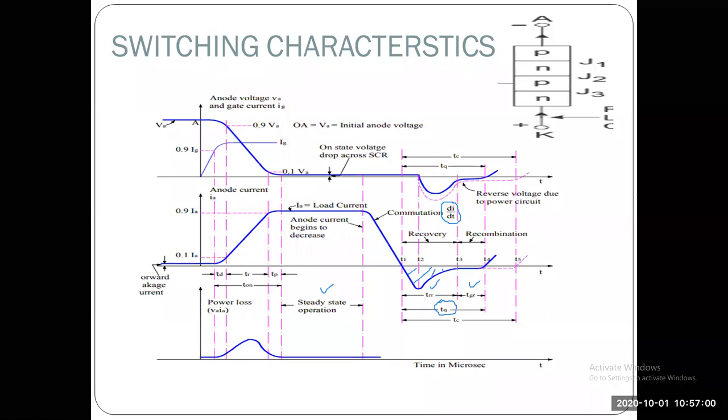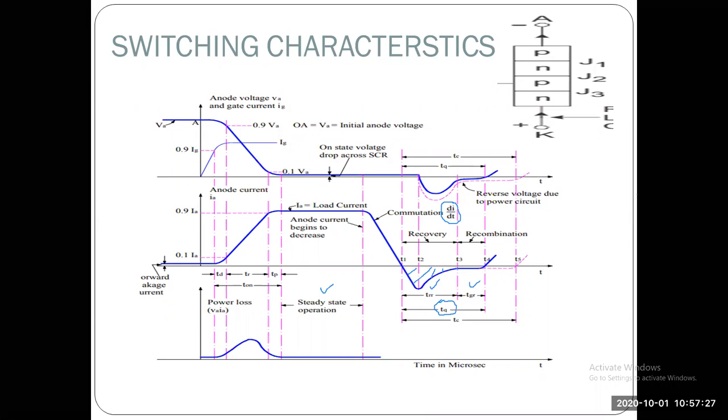Steady state means our intention is that the current flow will not suddenly stop. If you are turning off the SCR, it will not turn off immediately. It has some current, and it takes some time to turn off due to the excess charge carriers which are accumulated in junctions J1, J2 and J3.